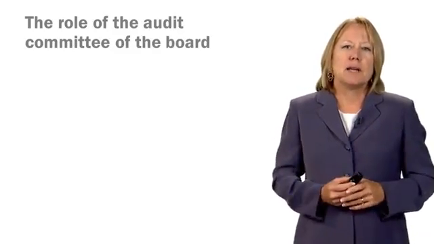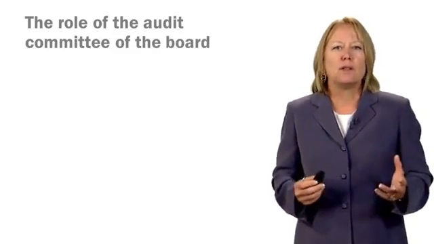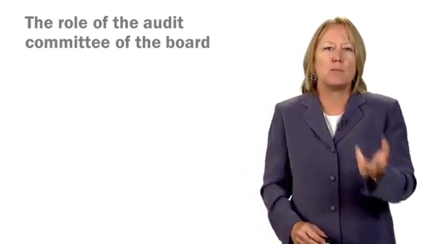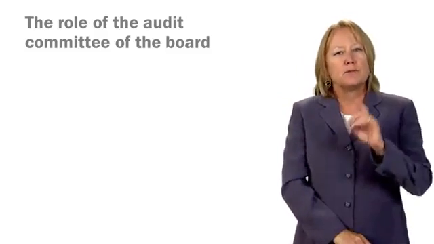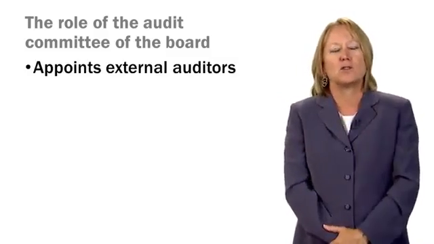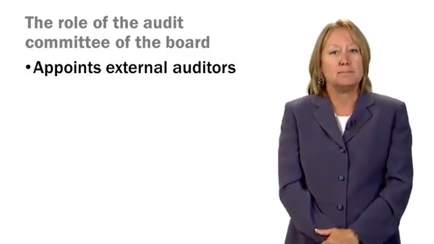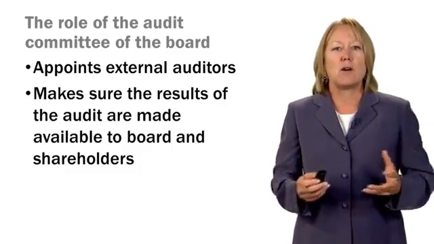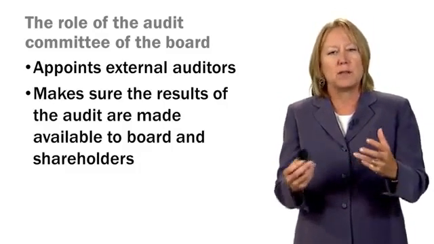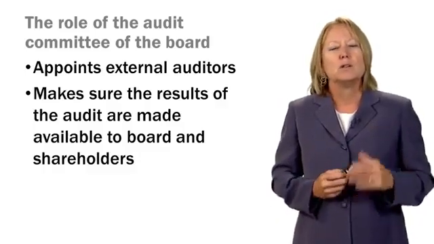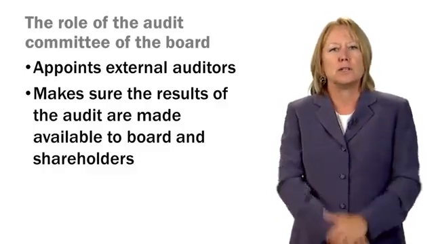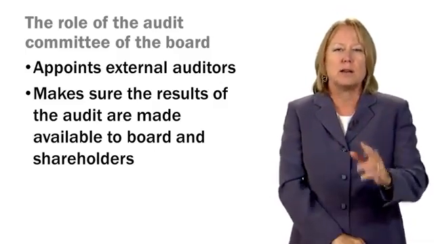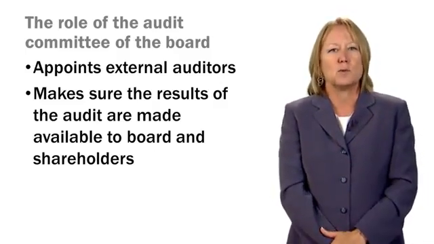How about the audit committee of the board? Well, the role of the audit committee is quite extensive, but there are two things they're responsible for that are important to us at this point in time. The first thing is that they appoint and hire the external audit firm to conduct the audit. The second thing is they make sure that the appropriate details of the audit results are made available to the board of directors and to shareholders so that the appropriate parties know the results of the audit and what the controversies were, if any.